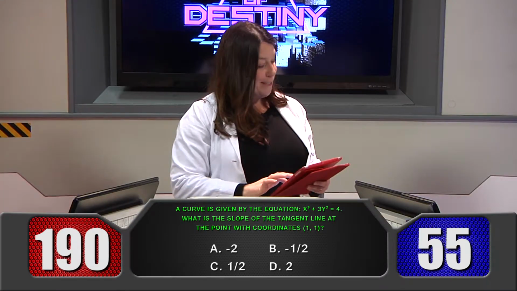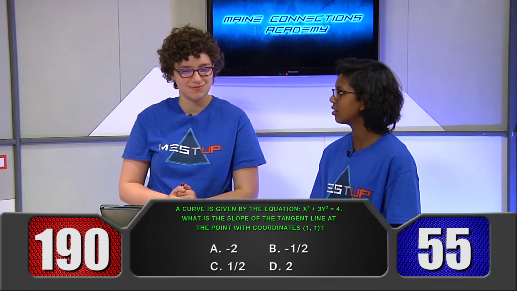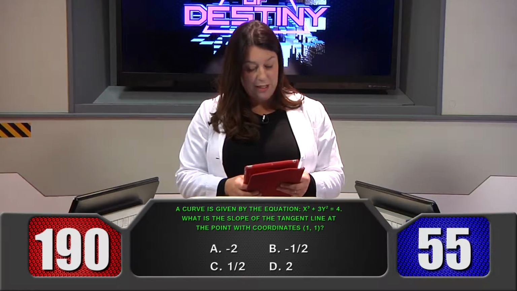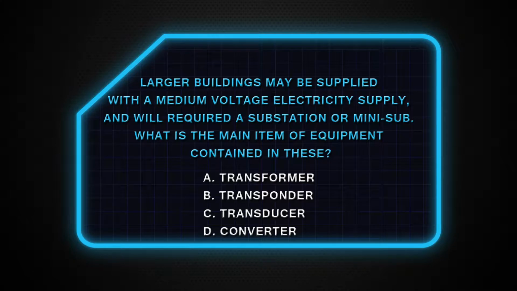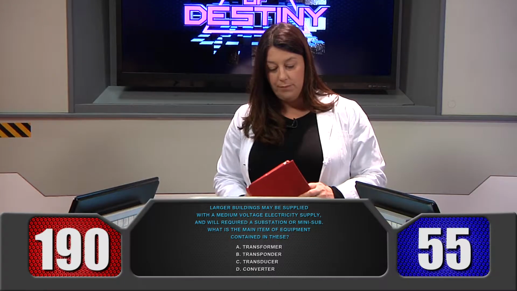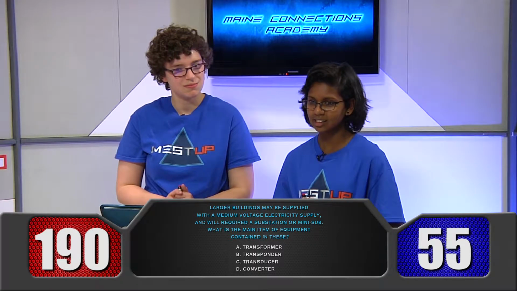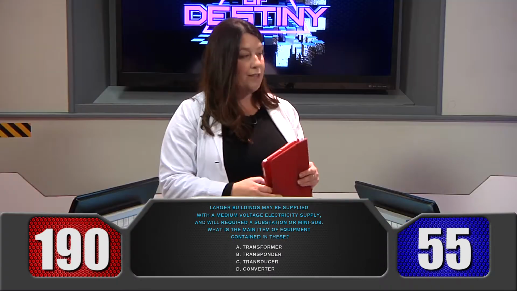Blue team, your choice now. Technology for 20. All right. Larger buildings may be supplied with a medium voltage electricity supply and will require a substation or mini sub. What is the main item of equipment contained in these? Blue team. Is it C, transducer? It is not. Red team. Is it A, transformer? It is.